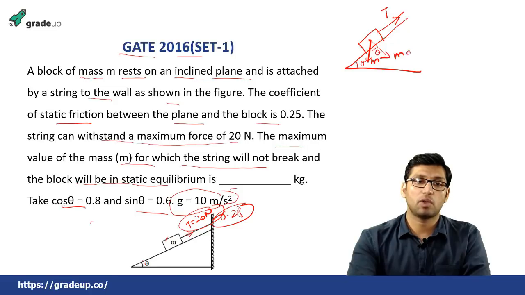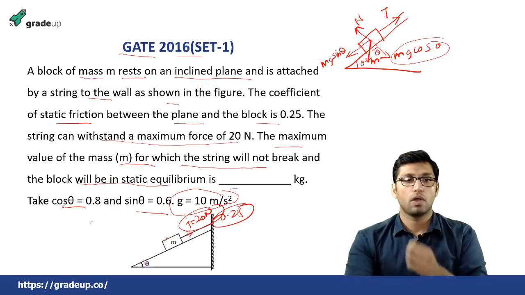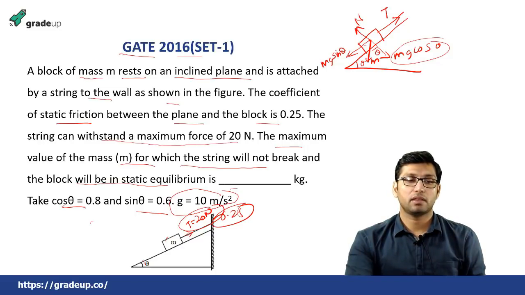Okay, so this component will be equal to mg cos theta, and this component will be equal to mg sin theta. And there will also be a normal reaction acting in this direction, opposite to this mg cos theta. Now since this body will tend to move in this direction, there will be a frictional force acting in the opposite direction of motion.